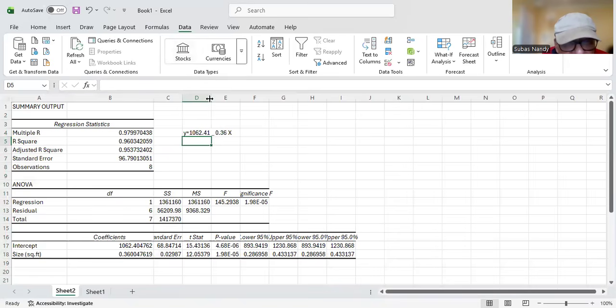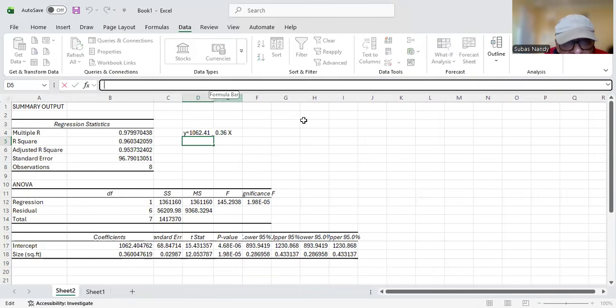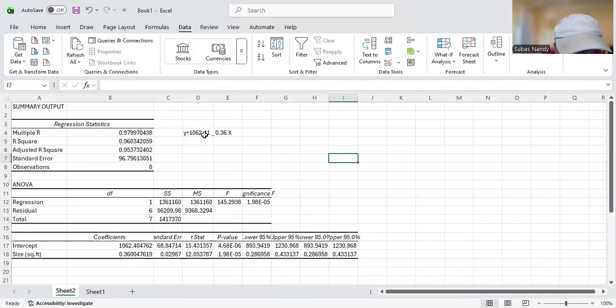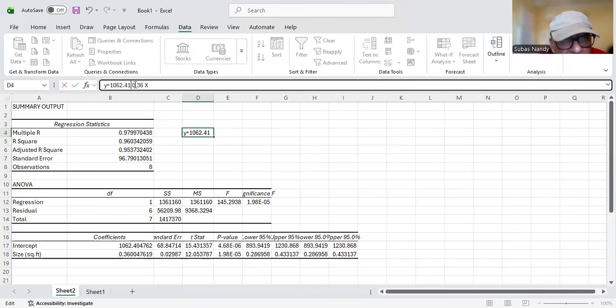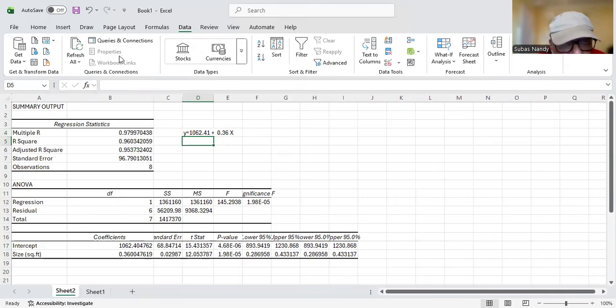And if you want to see it, let's say click on that. Okay, so that is it. Uh, so it will be plus. Okay, so I made a mistake. Plus is on top of that. Okay, so that's your equation. Y is equal to 1062.41. That is the intercept, came from here. And the slope is 0.36x. 0.36 is the slope.